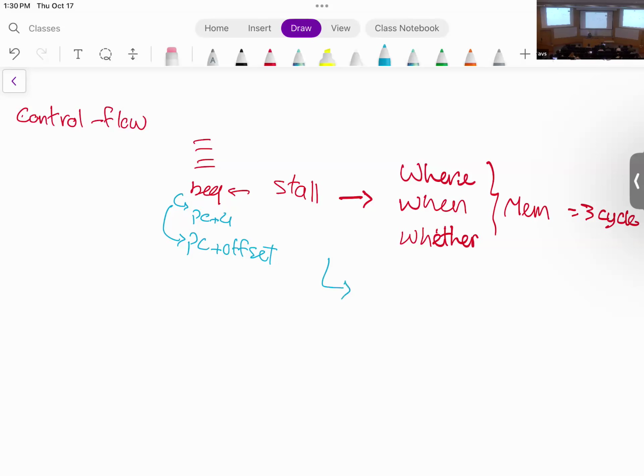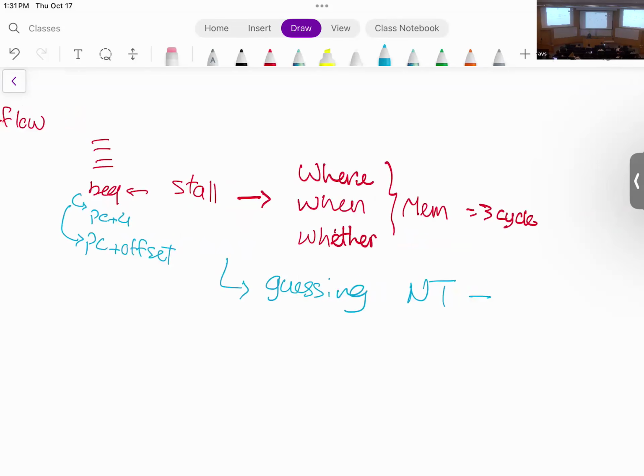The first optimization we proposed was guessing. We started with guessing not taken. The reason was that it was easy, because we just do PC plus 4. I gave you some numbers: this improved our system 30% of the time, which was good. But then there was the problem with guessing, and that is after 3 cycles, I'm going to realize that I made a mistake.